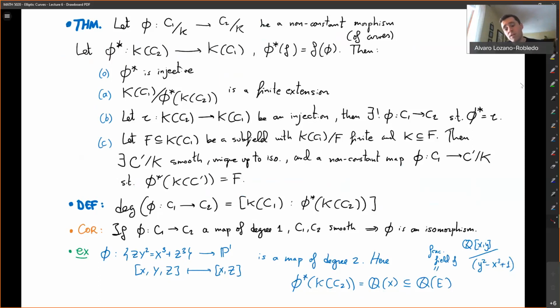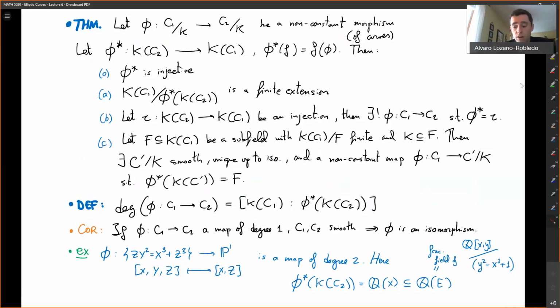A map gives you an injection of function fields, but if you have an injection of function fields, that also gives you a map. And if you have a subfield that is a finite subextension of a function field that contains the base field k, then that also gives you a curve and a map that induces this injection. We defined the degree of a map via this extension of function fields.